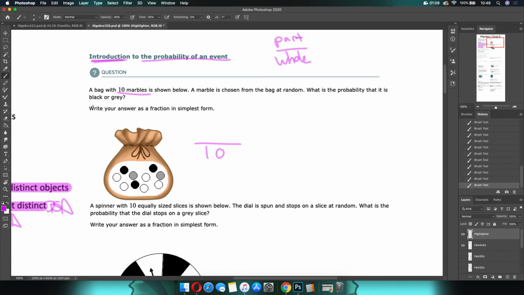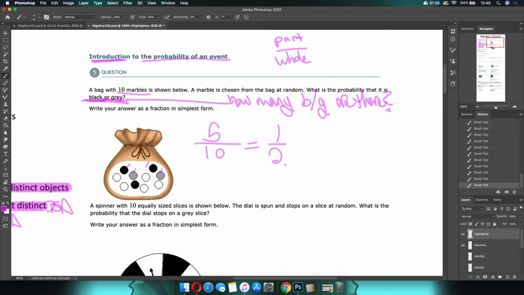So what is the probability that it is black or gray? The question you're asking yourself is, how many black or gray are there? That's what you're asking yourself. So we have 1, 2, 3, 4, 5. 5 out of 10, and this simplifies to 1/2.